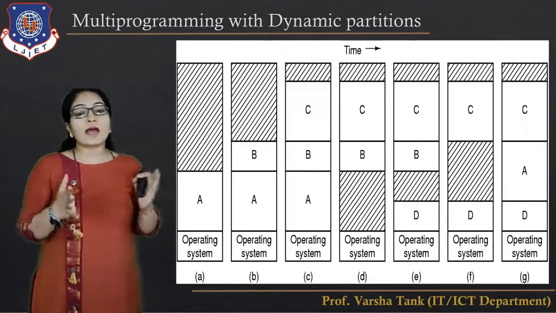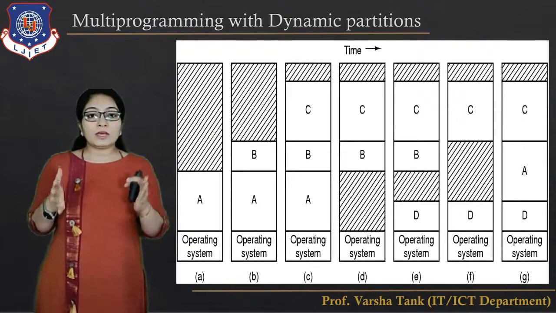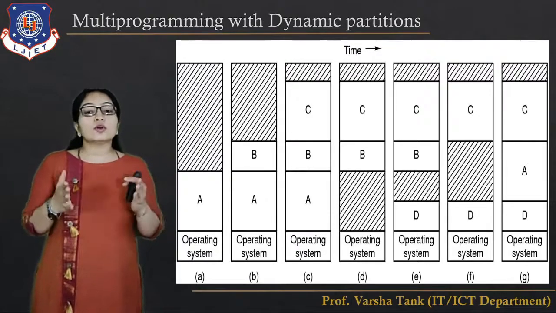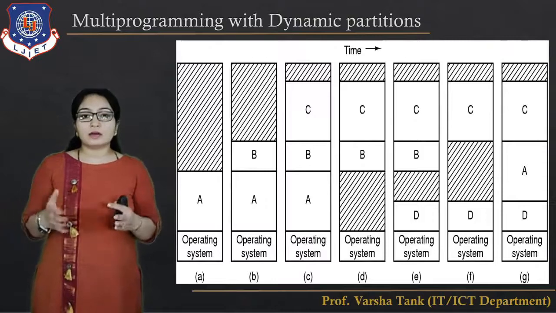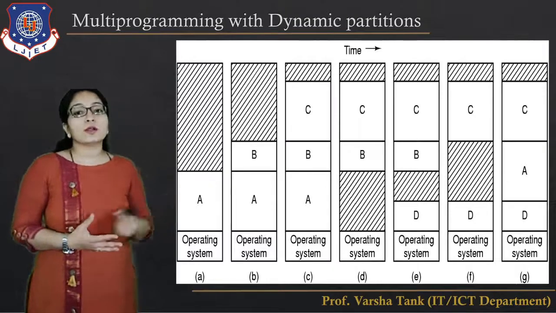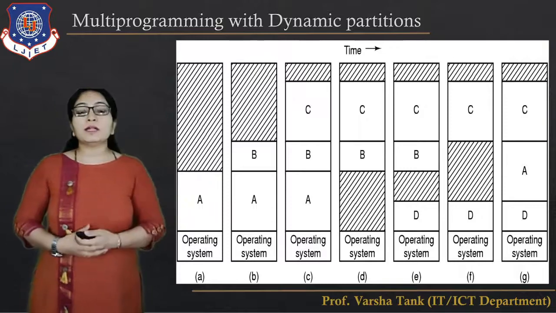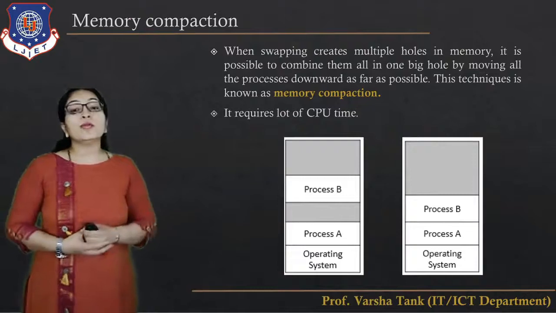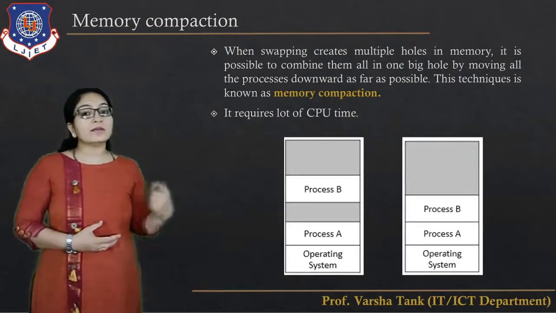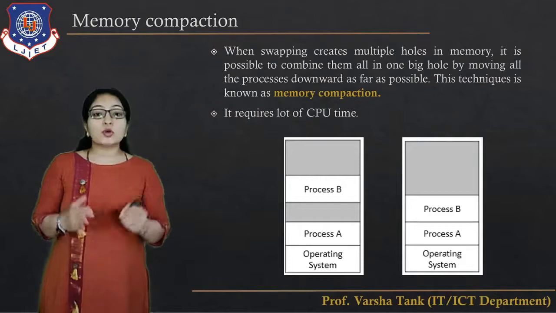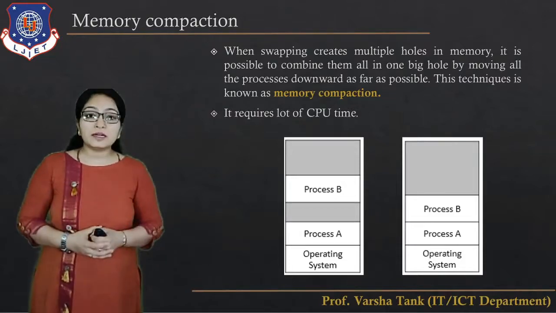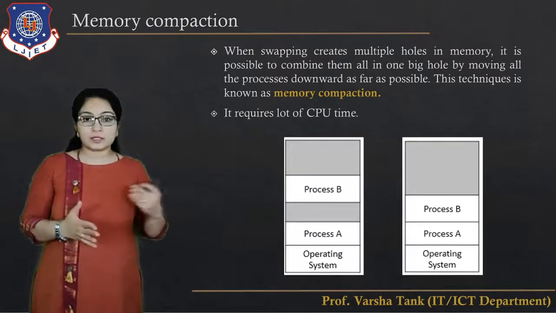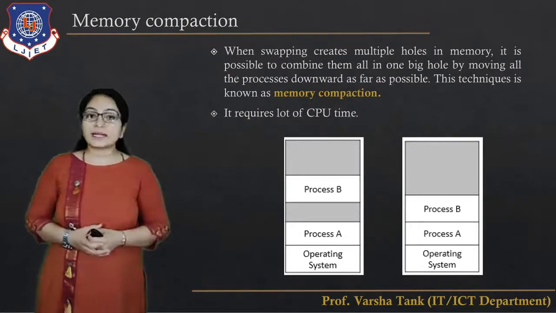So what will be there? We have to compact that memory. When we assign much more memory, we know external fragmentation is there. If external fragmentation is there, we have to find some solutions for that. So this is multiprogramming with dynamic partitions. What we have to do is memory compaction. In the last slide, we have seen that scattered memory is there. So we have to combine this scattered memory to provide useful and continuous space.